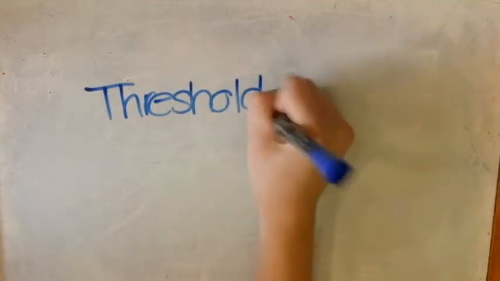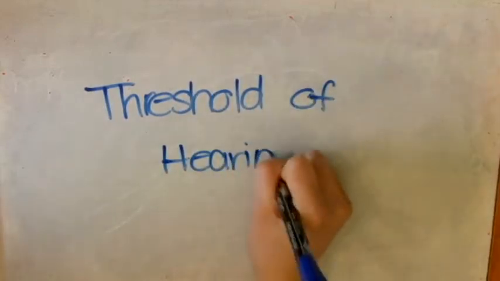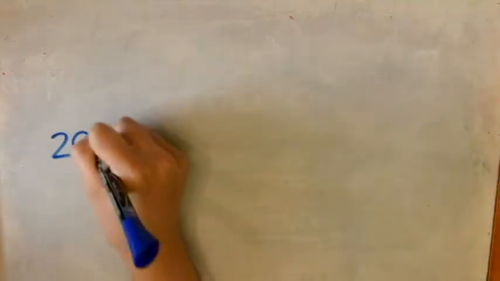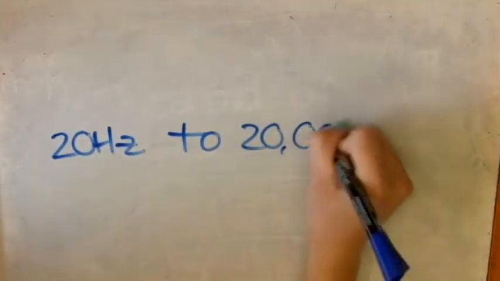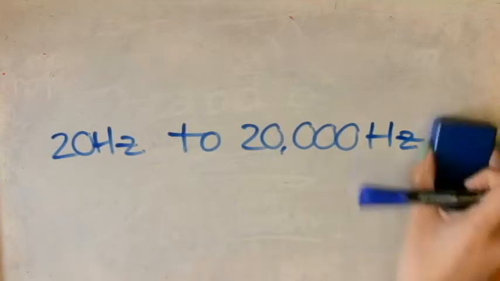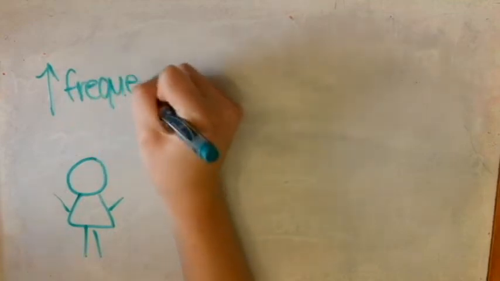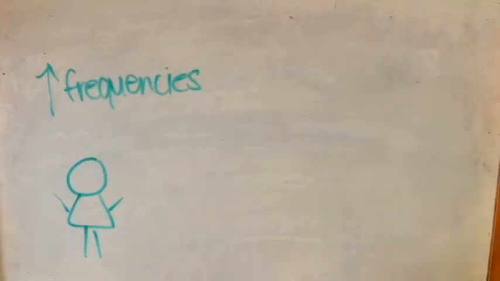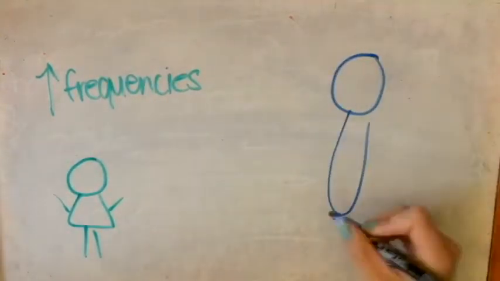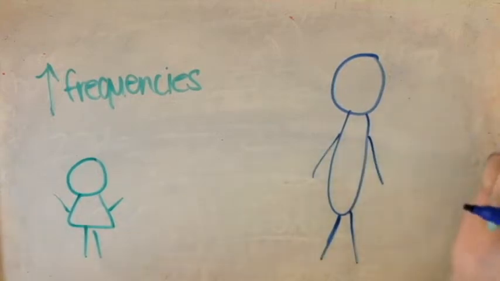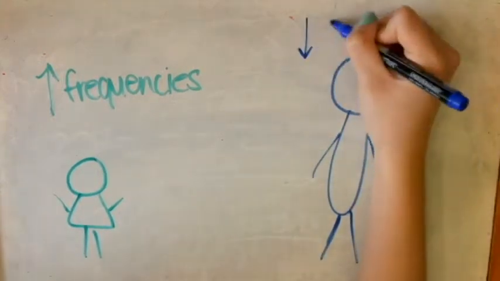So now that you understand how the ear works, let's talk of threshold of hearing. In humans, the audible range of frequencies is usually from 20 to 20,000 hertz. However, this number varies from person to person, as you could guess. Young children can generally hear frequencies that are higher than those older than them. Humans are unable to detect sound waves with frequencies lower or higher than this range.